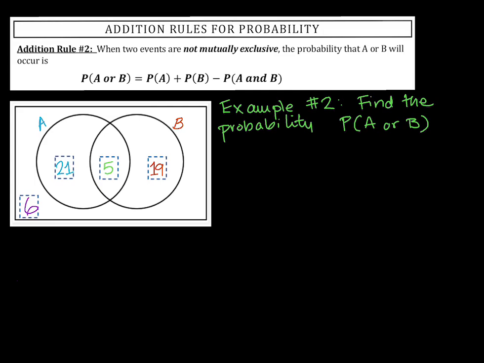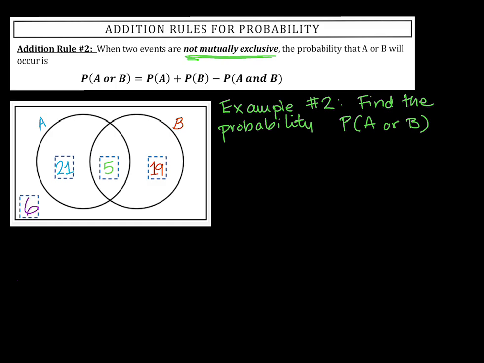This is part 2 of addition rules for probability. So in the last video we saw addition rule number 1. In this video we are going to see addition rule number 2. Addition rule number 2 is for when two events are not mutually exclusive.